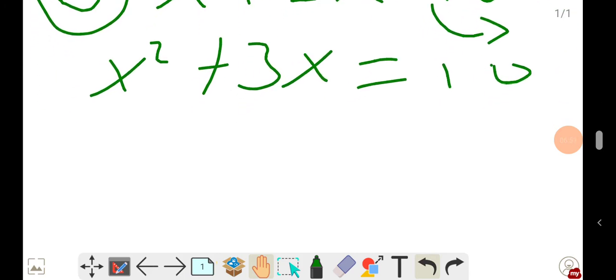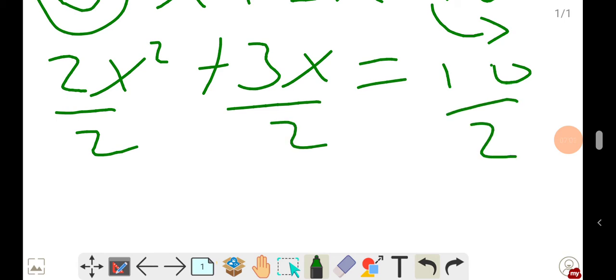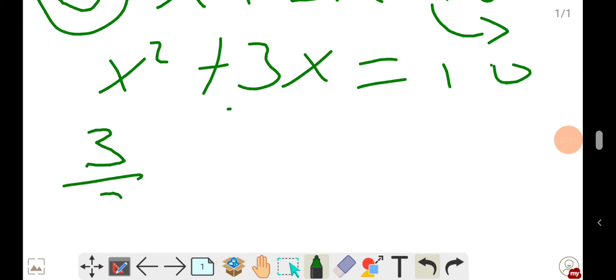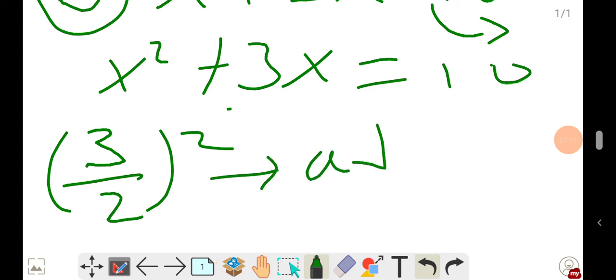Then we need to be sure the coefficient of x squared is 1 or not. If it is not 1, we need to divide each of them by the number. For example, if there is number 2 here, we need to divide each of the terms by 2. But here there is no number 2, so no need to divide by anything. Simply we can proceed to the next step. The next step, take the middle term, that is 3, then divide it by 2, and then square it, then add it to both sides.